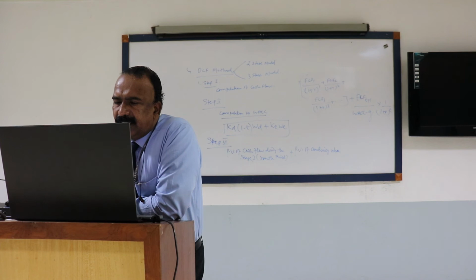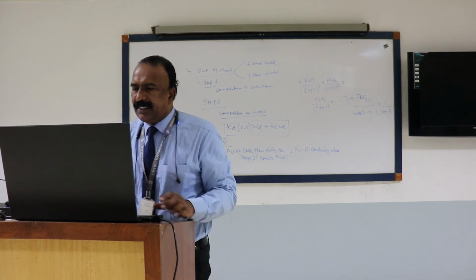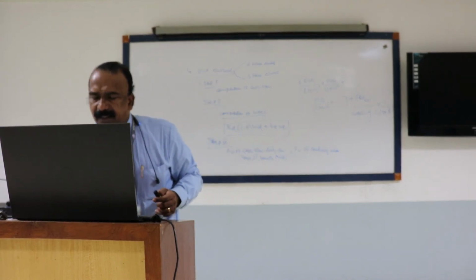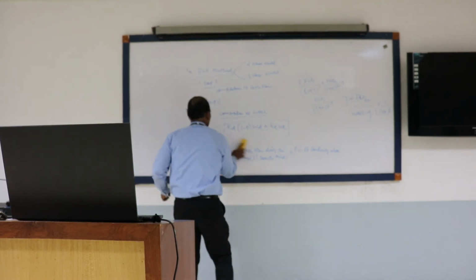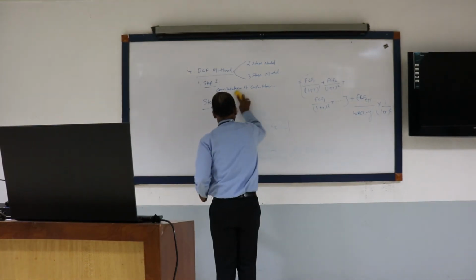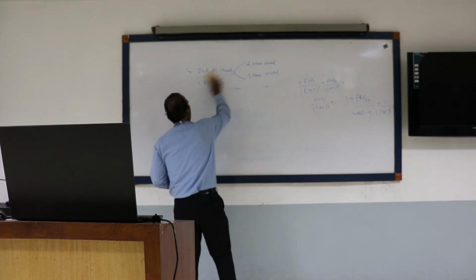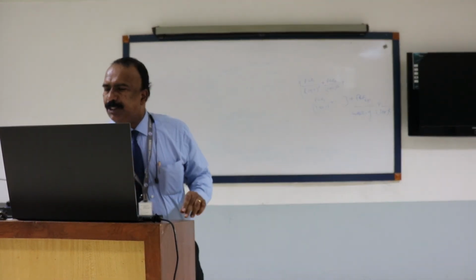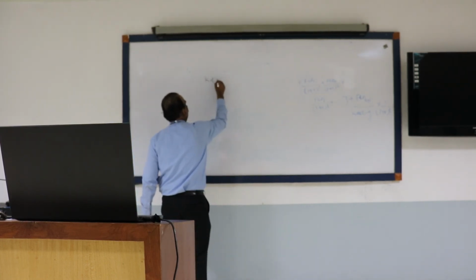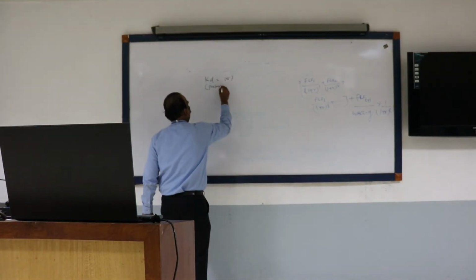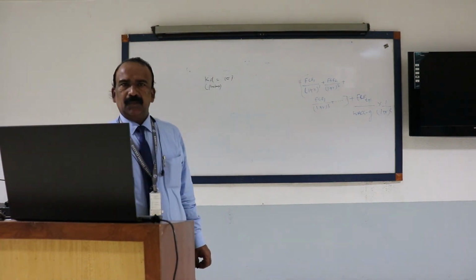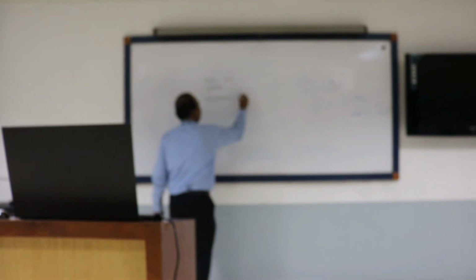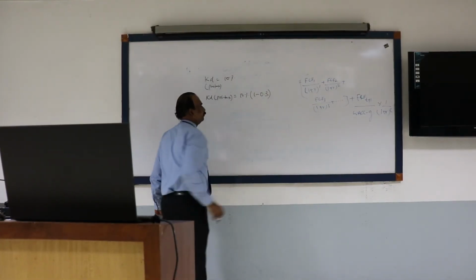The pre-tax cost of debt is how much? Cost of debt is 10%. The tax rate is 30%. So KD is 10%, that is pre-tax. We need to get the post-tax. So KD post-tax is 10% into 1 minus 0.3. What do you get, 1 minus 0.3?